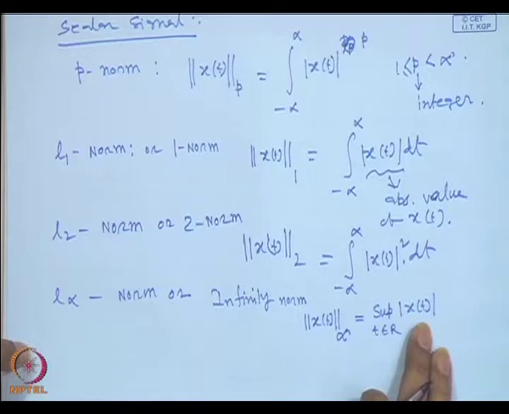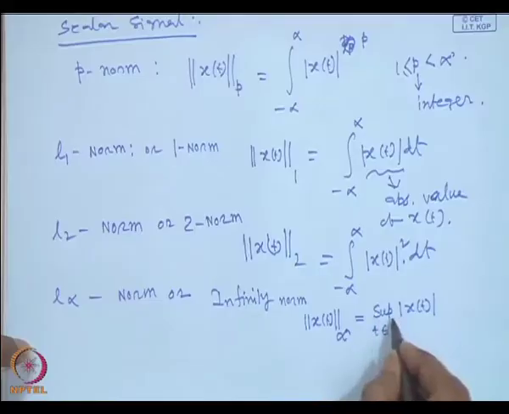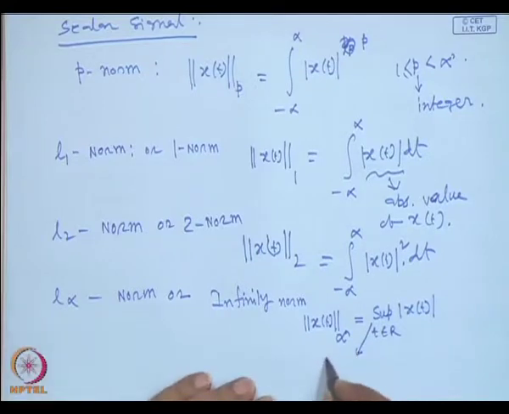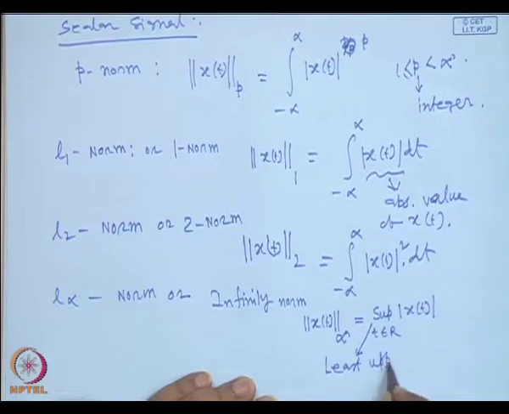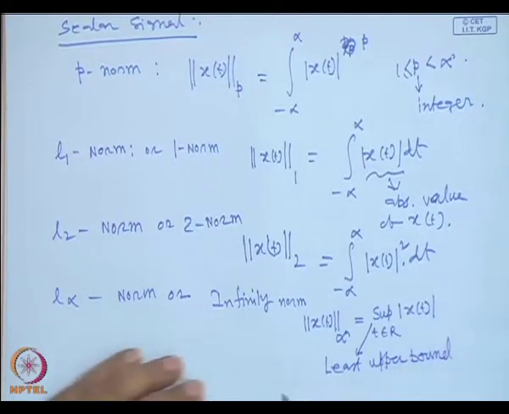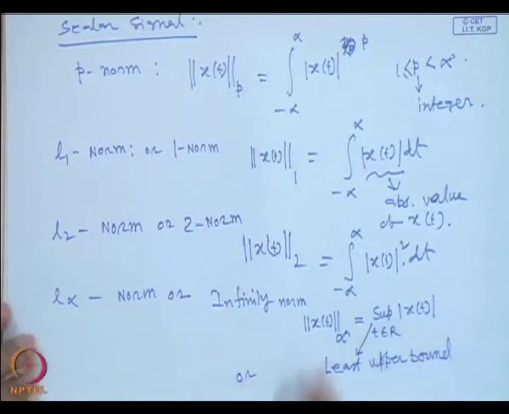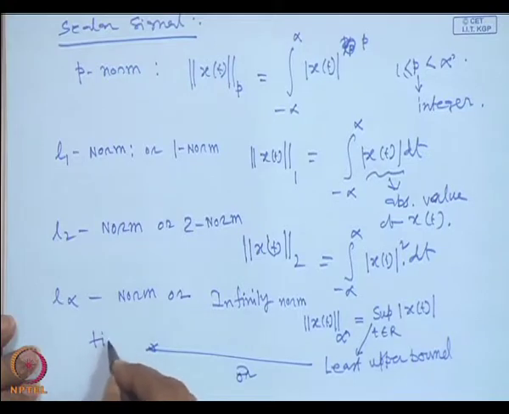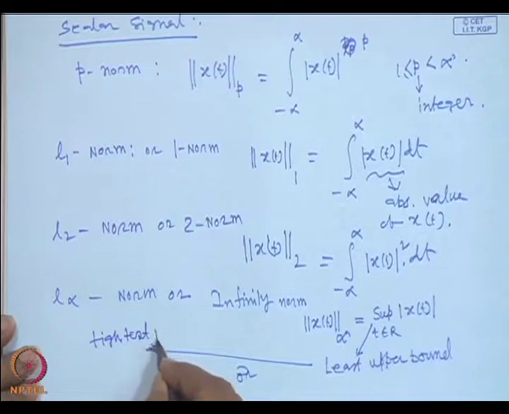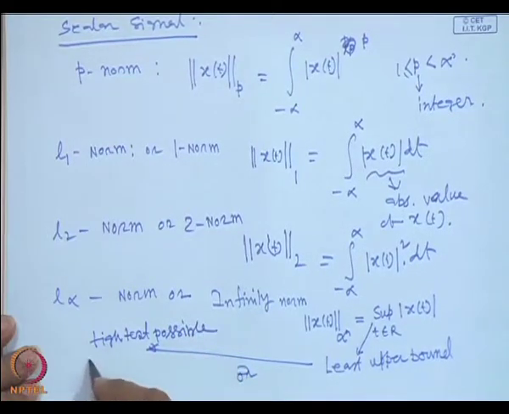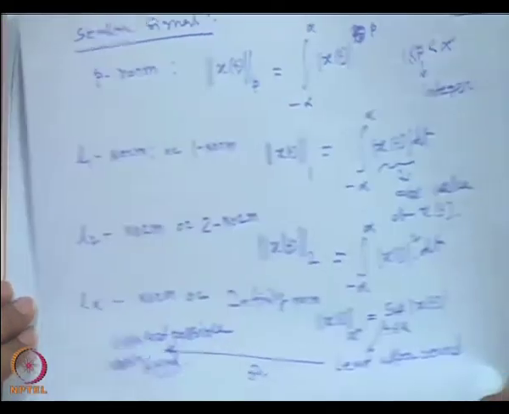So, what does this mean? If you plot x versus time, at some time you get the maximum value, and the value of x will always be less than that; it cannot cross it. The supremum is the least upper bound, also called the tightest possible upper bound. What does it mean? Let us take an example and see.